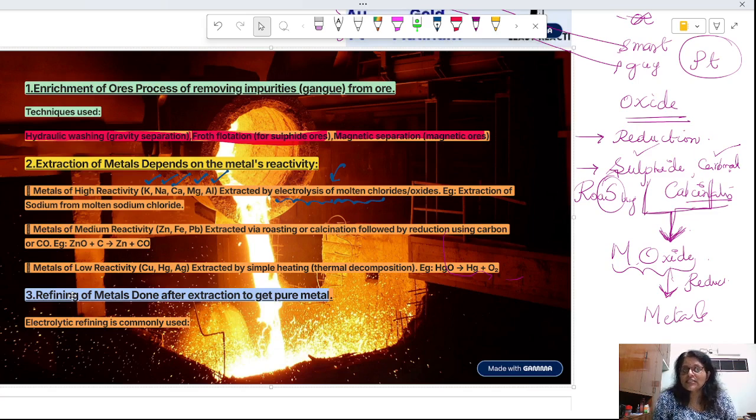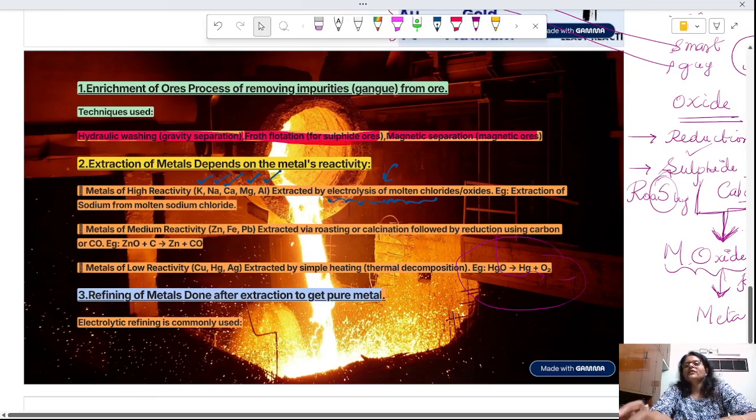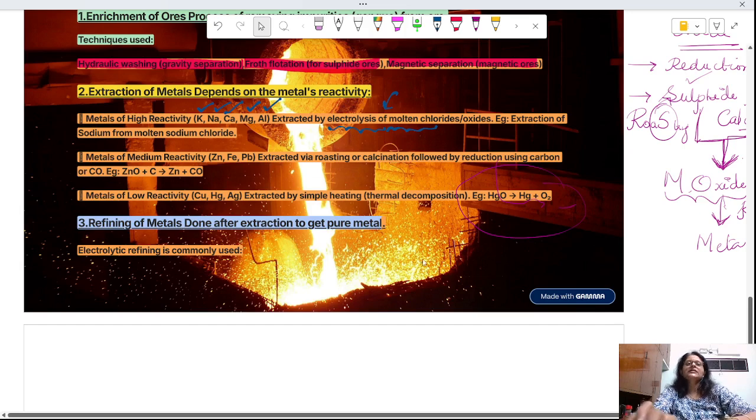Thermal decomposition takes place to form HgO, and with continuous heating it will be converted into the metal, mercury. And then finally there is the refining of metals. After extraction, to get pure metals, we use electrolytic refining. So we have learned about all these things, and electrolytic refining is done in the last case.